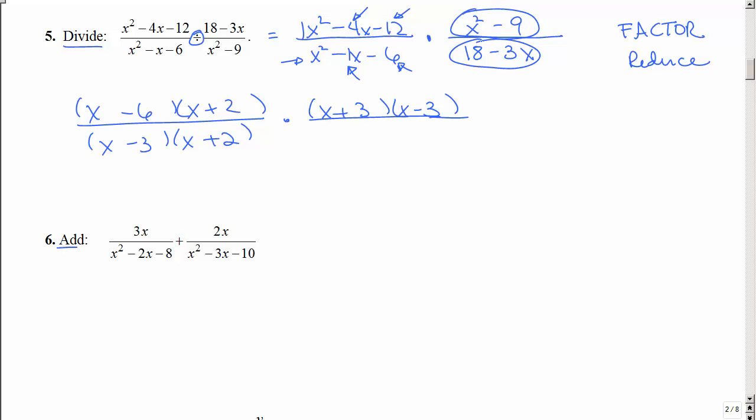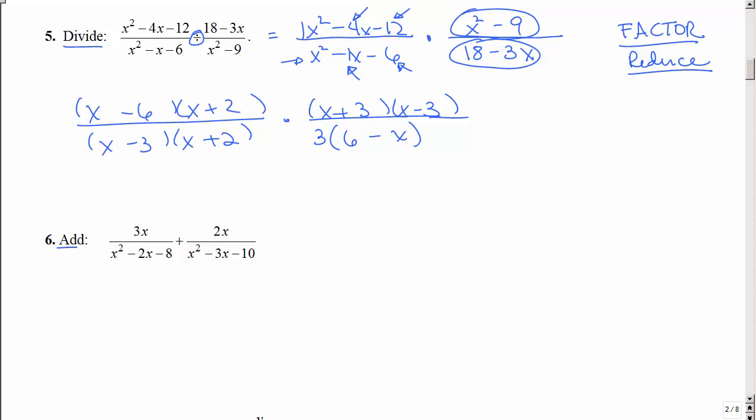This is weird. It's just a GCF. What are those both divisible by? 3 or negative 3. If you just take out a positive 3, which is okay, you're dividing each of them by 3, I would have 6 minus x. Now I have factored, I've got to reduce.